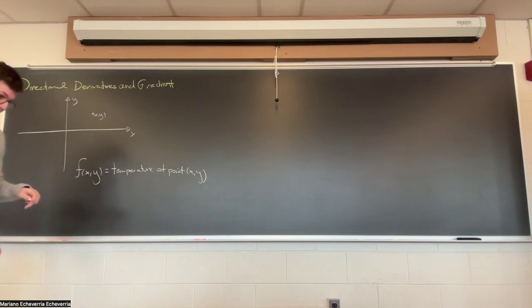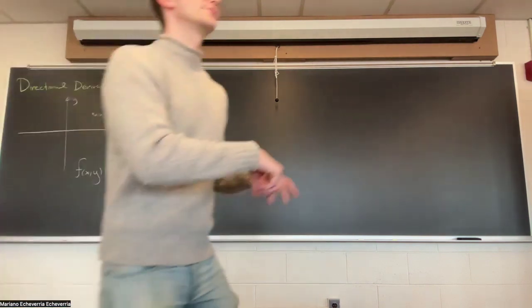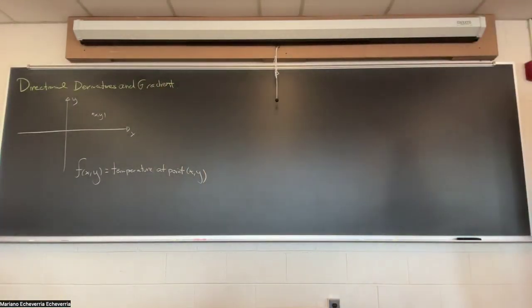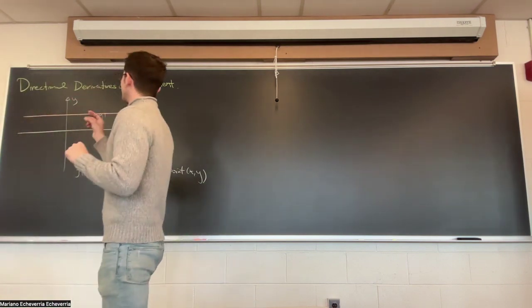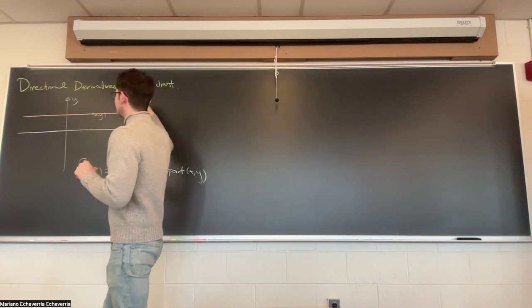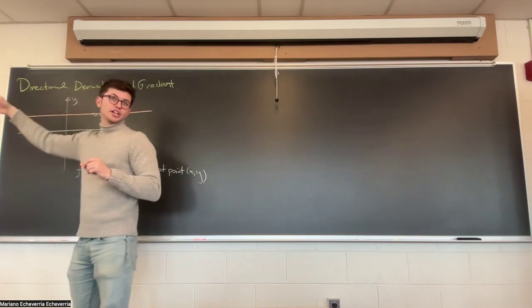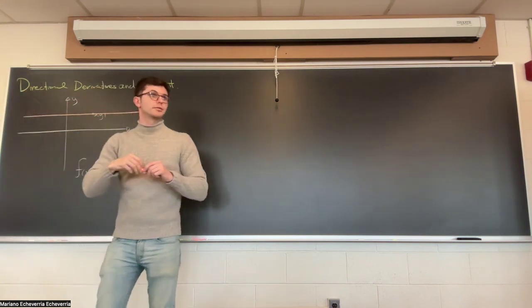So maybe here the temperature is 50, so the value of the function is 50 here. And then here it is 45, and here it is 40, etc. So the temperature changes from point to point. And so you can ask how much the temperature is changing if you just move in this particular direction, say parallel to the x-axis. When you move parallel to the x-axis, only the x variable changes, and that was the partial derivative with respect to x.